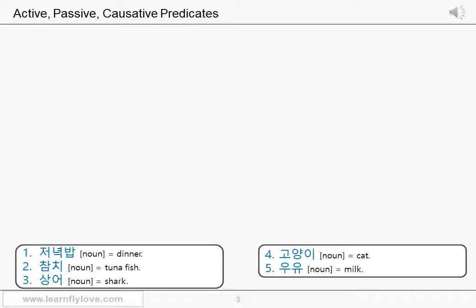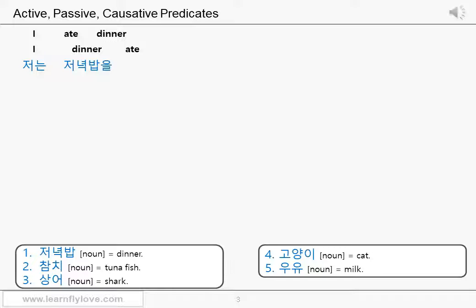Then let's make actual sentences. It will help you understand much better. Let's make a simple active sentence first. I ate dinner. I dinner ate. I, 저는. Dinner, 저녁밥 or 저녁. 저녁 means evening, but in many cases it can mean dinner too. Let's use 저녁밥 here though. 저녁밥. It's an object. Therefore you can add the object particle 을.